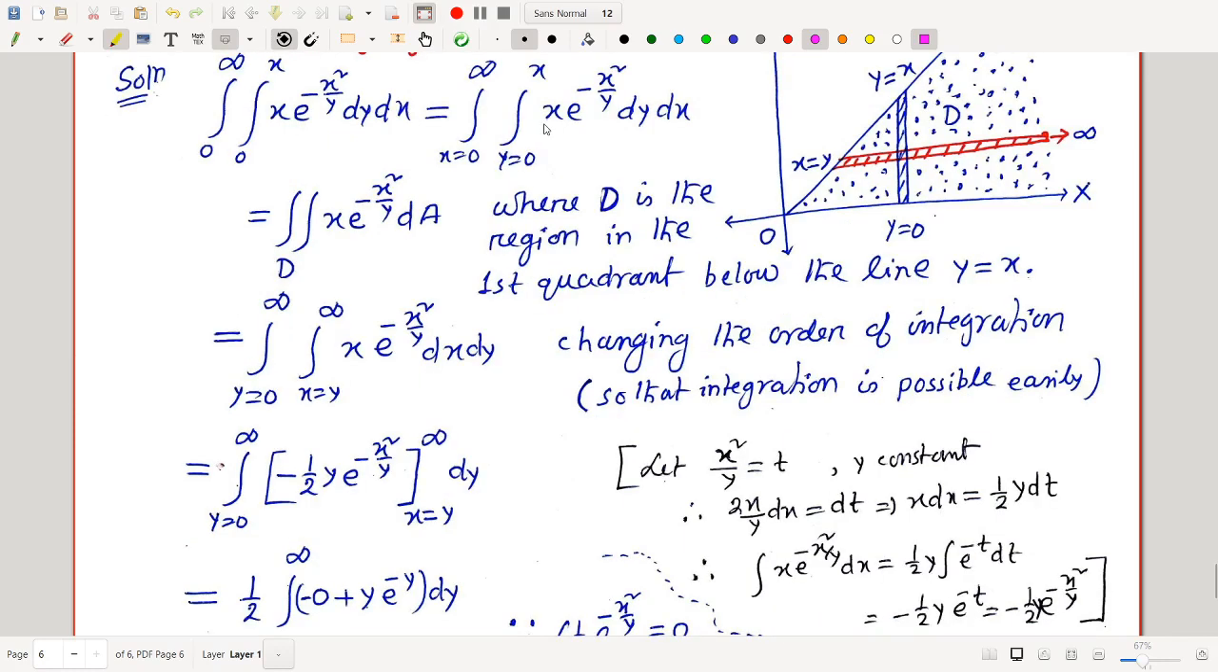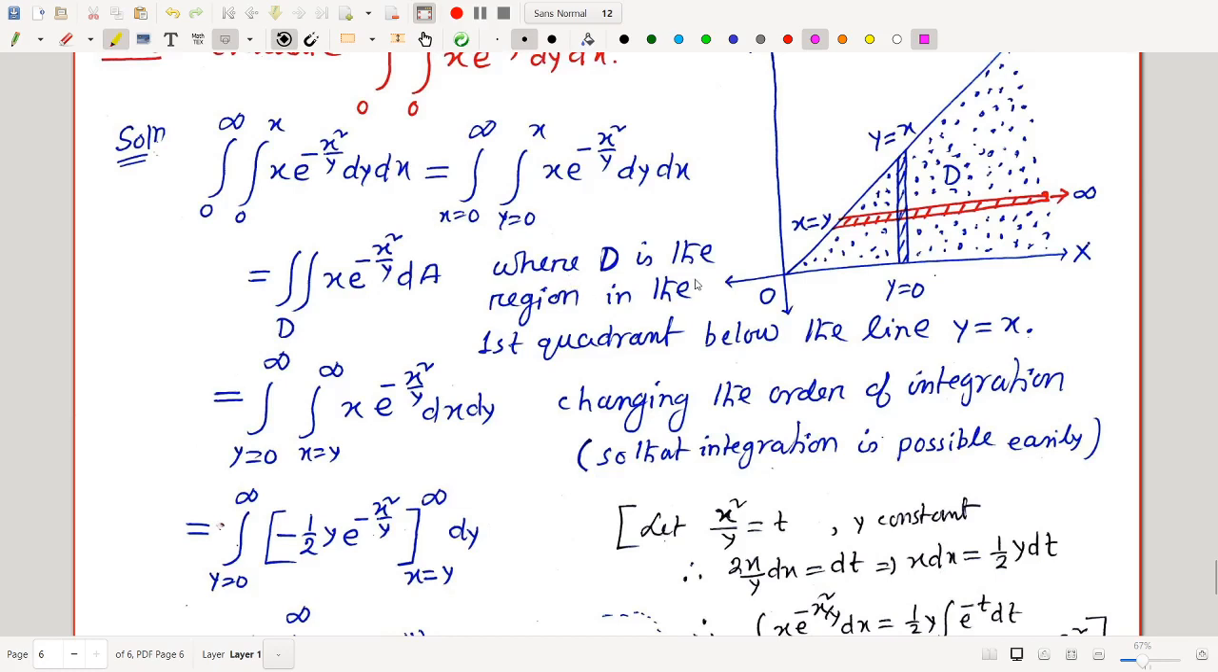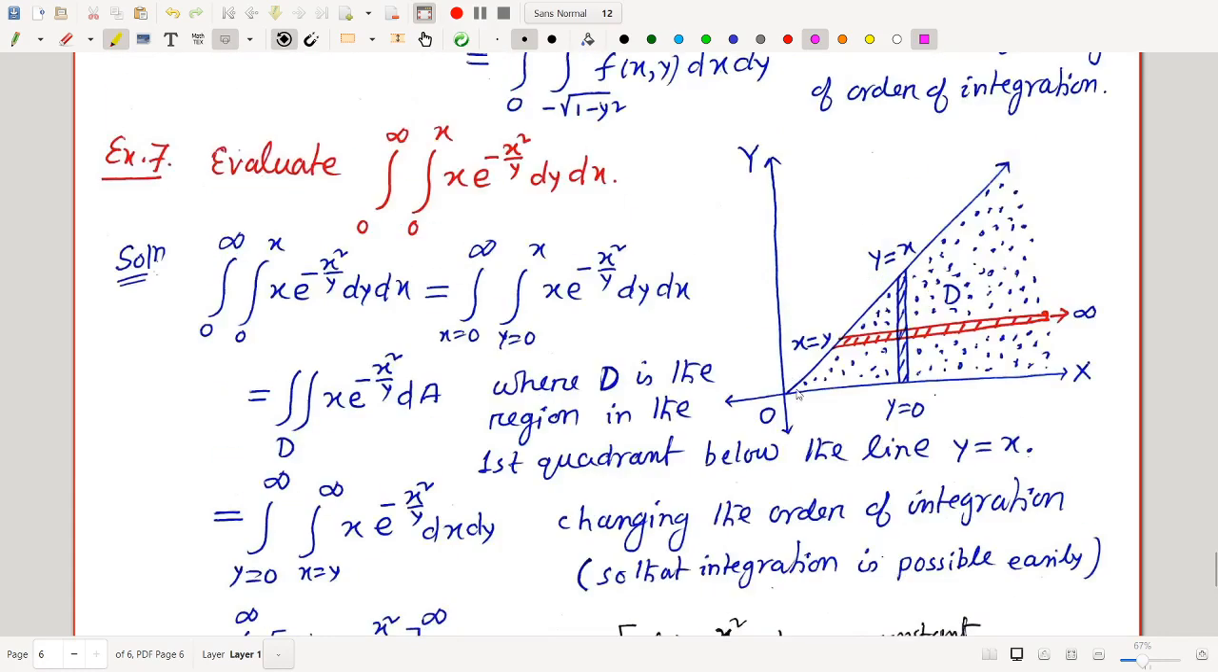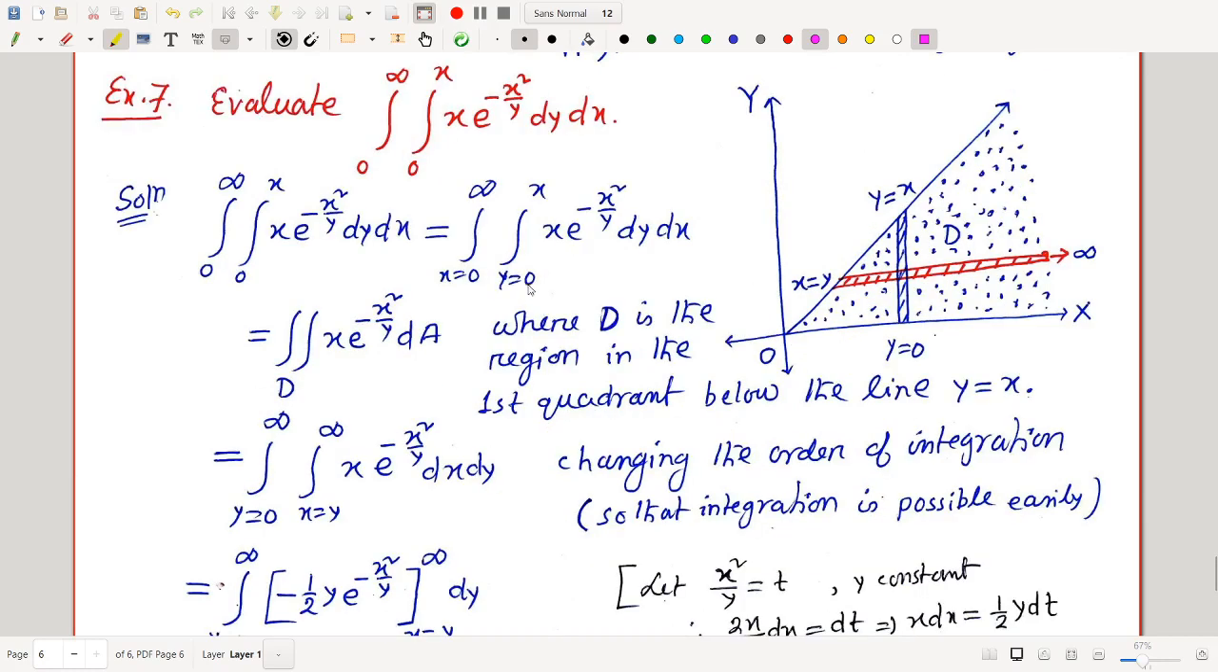So this repeated integral we have written as a double integral over the region D. What is D? D is the region in the first quadrant below the line y equal to x. How do we understand? See, y equal to 0 to y equal to x. So the line y equal to x we have drawn. This is the line y equal to x, and the strip is y equal to 0 to y equal to x.